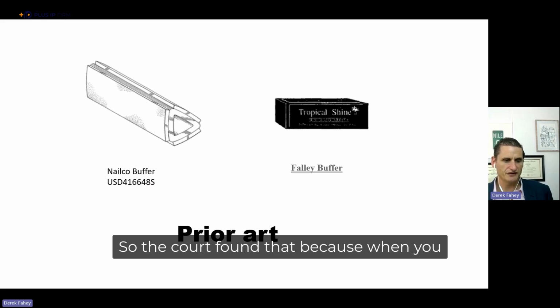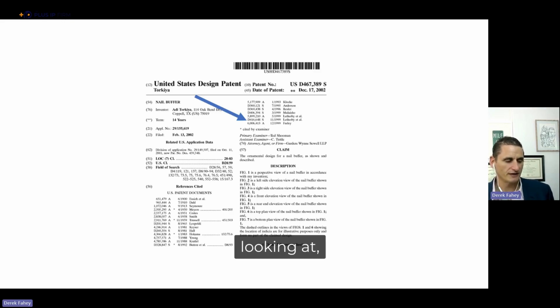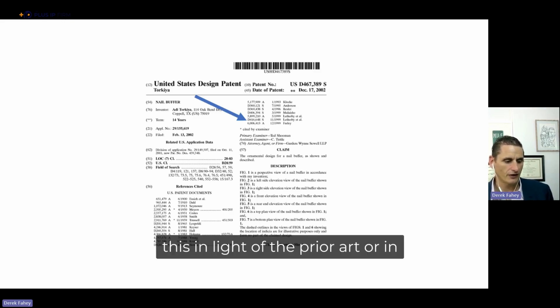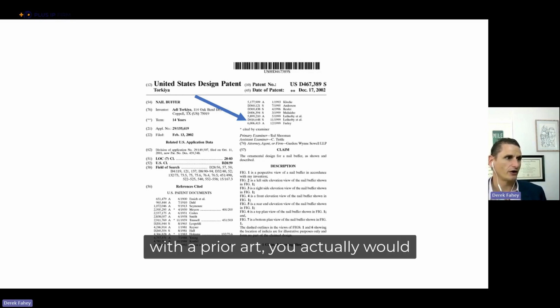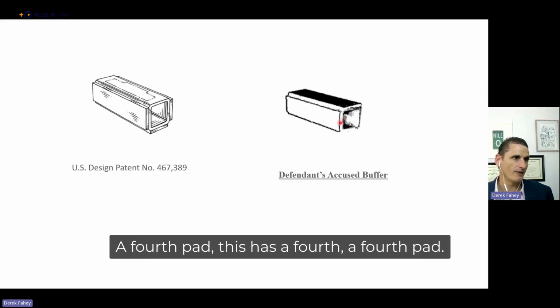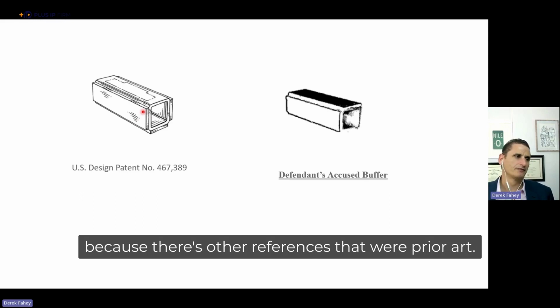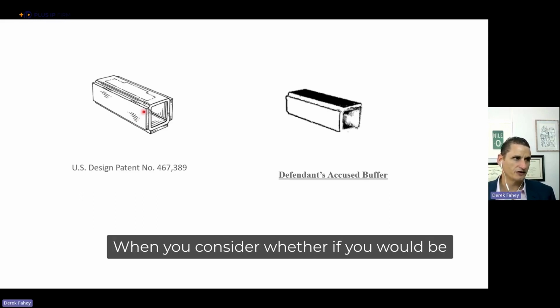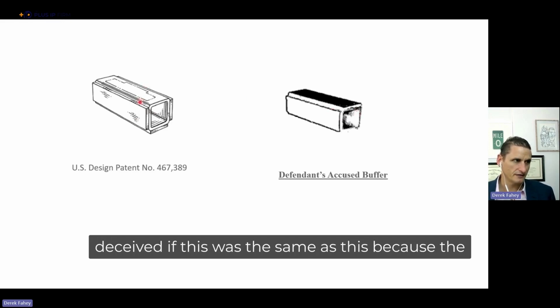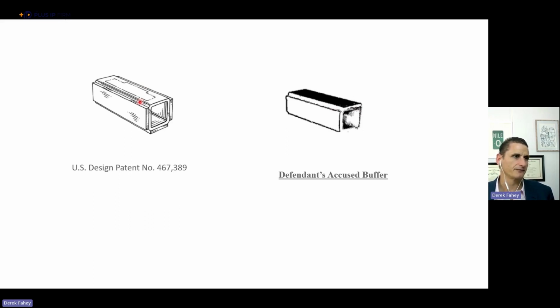So the court found that when you consider the prior art, when you consider you're an ordinary observer looking at this in light of the prior art, you would not be deceived because this actually has a fourth pad. This has a fourth pad. This only has 3 pads. The court found that you would not be deceived because there's other references that were prior art. When you consider if you would be deceived if this was the same as this, because the other prior art was out there, you would not be deceived into thinking that they were the same thing.